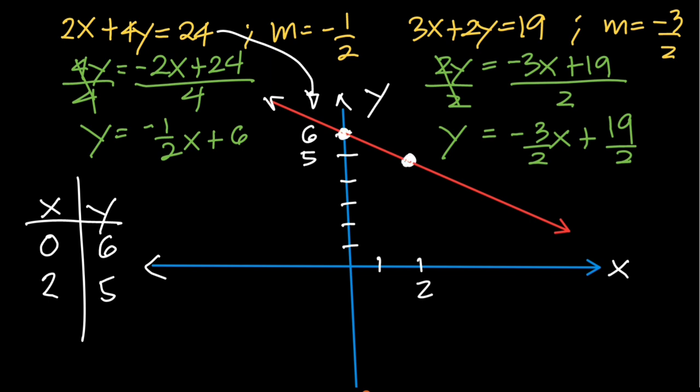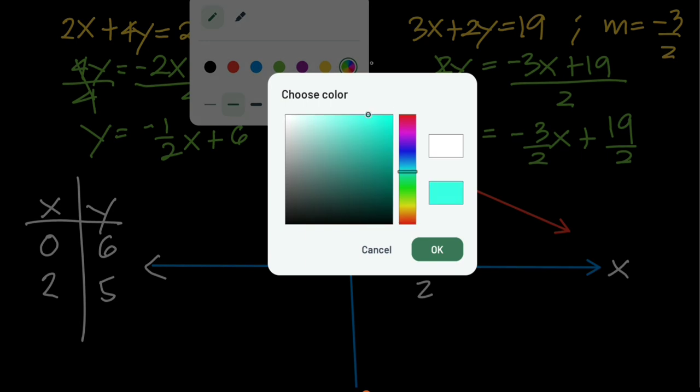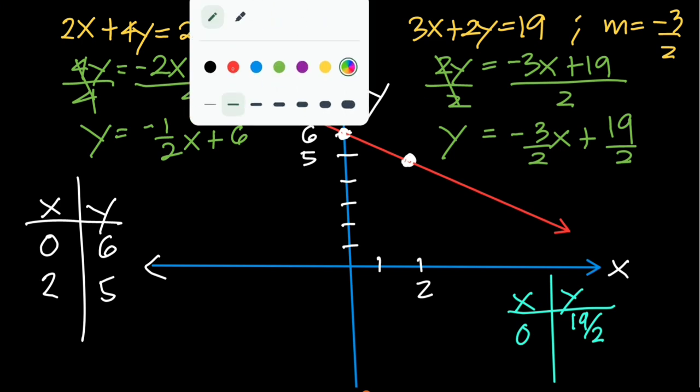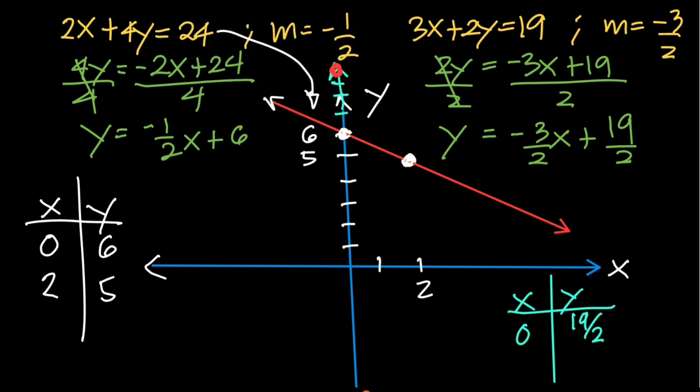Now we graph the second. For the second equation, the slope is negative 3/2. Let's assign values for x to solve for y. When x is 0, y is 19 over 2. What is 19 over 2? It's 9.5, right? So we will extend our graph. 9.5 is somewhere here. So this is 9.5.